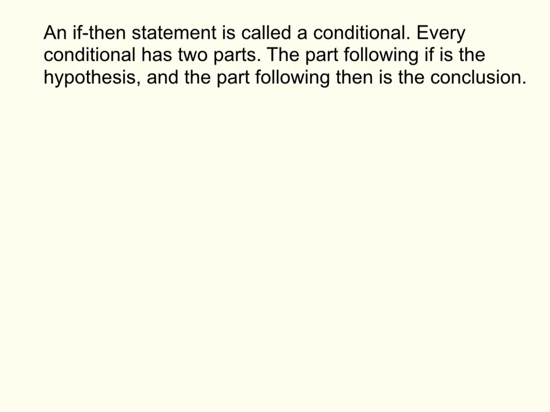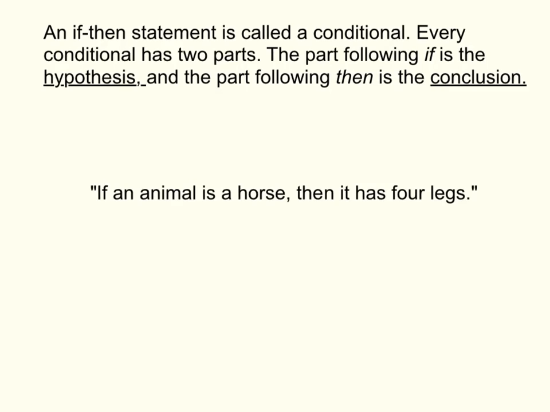The next thing we're going to talk about is an if-then statement. An if-then statement is called a conditional. Every conditional has two parts. The part following if is the hypothesis, and the part following then is the conclusion. So this is an example of a conditional. This entire thing is called a conditional. It's an if-then statement. If an animal is a horse, then it has 4 legs.